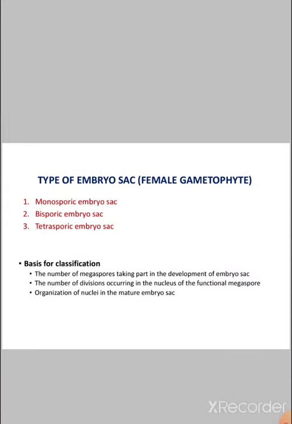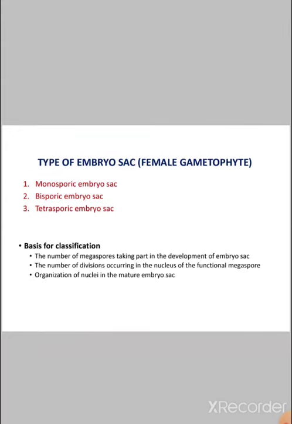The embryo sacs are divided into 3 types: monosporic, bisporic and tetrasporic embryo sac. The basis of classification: the number of megaspores taking part in the development of the embryo sac, the number of divisions occurring in the nucleus of the functional megaspore, and the organization of the nuclei in the mature embryo sac.